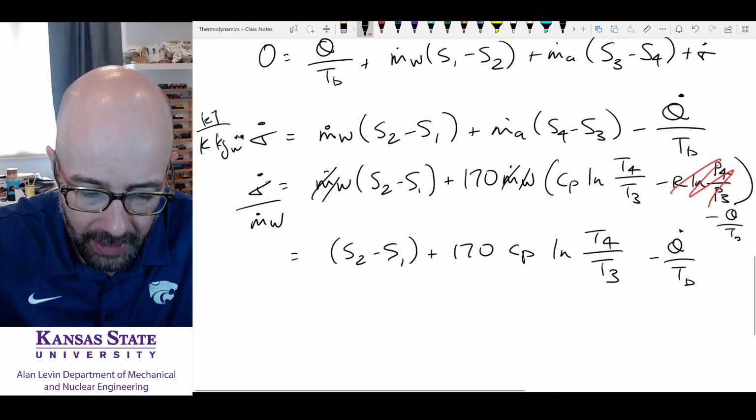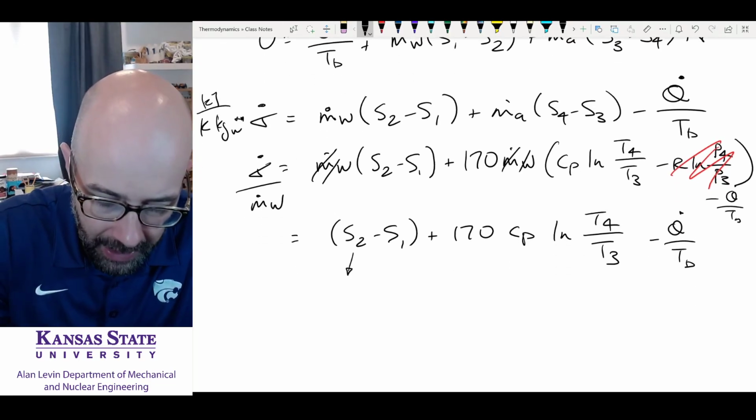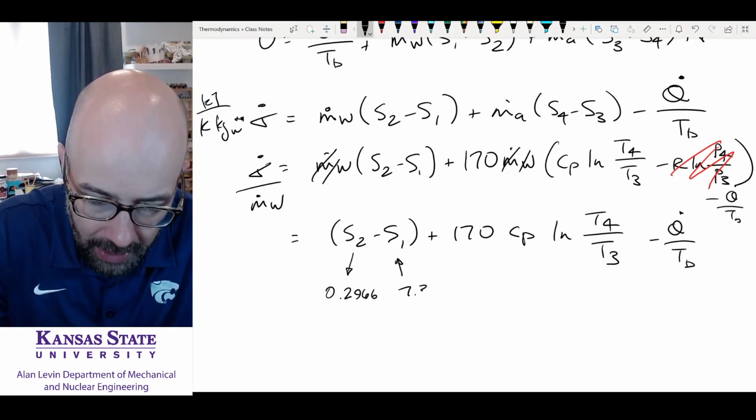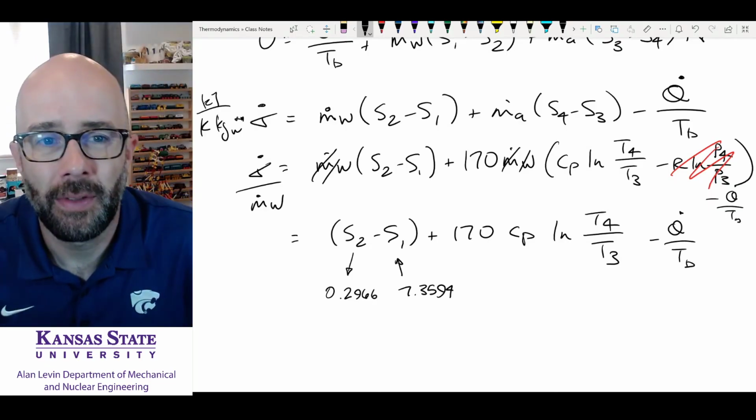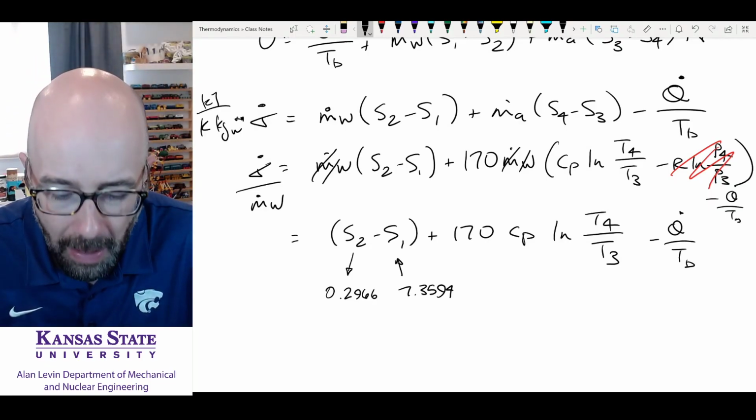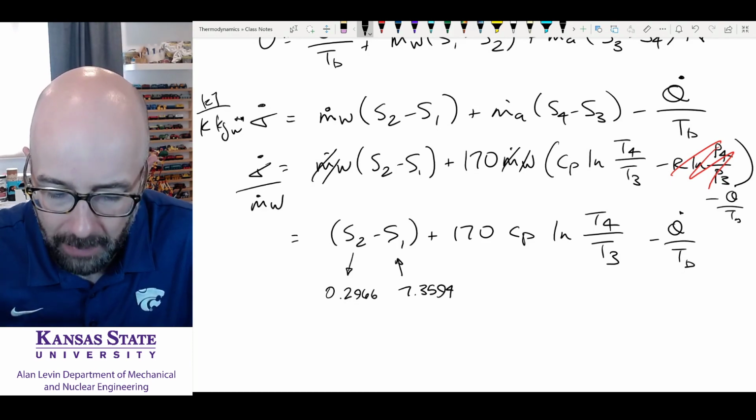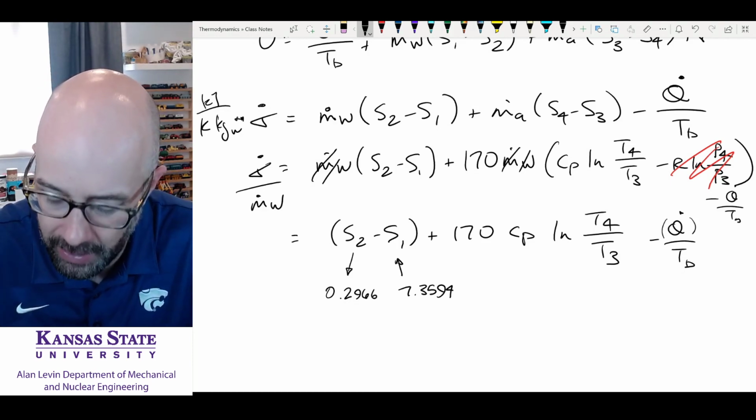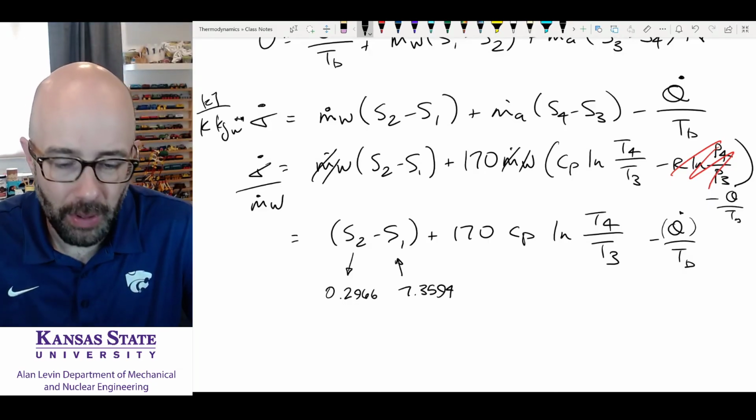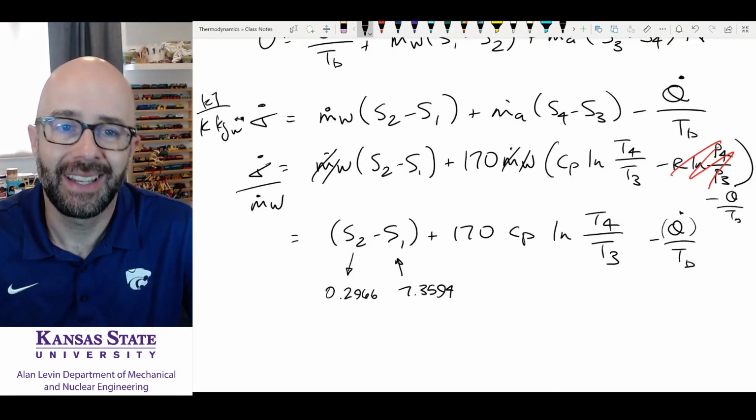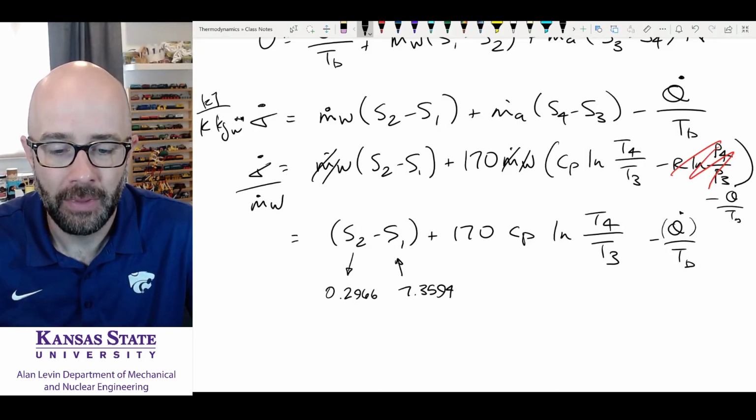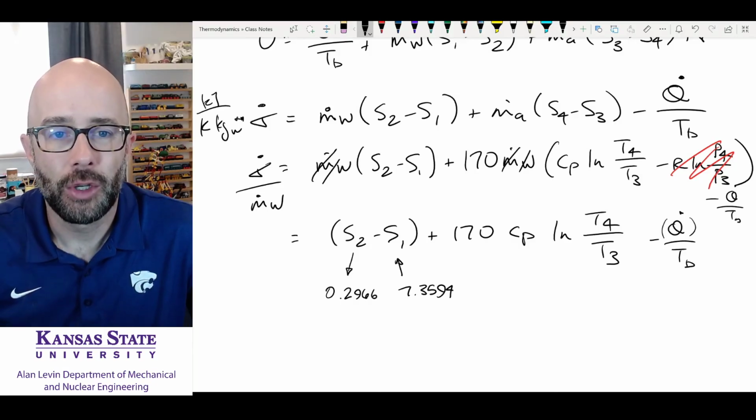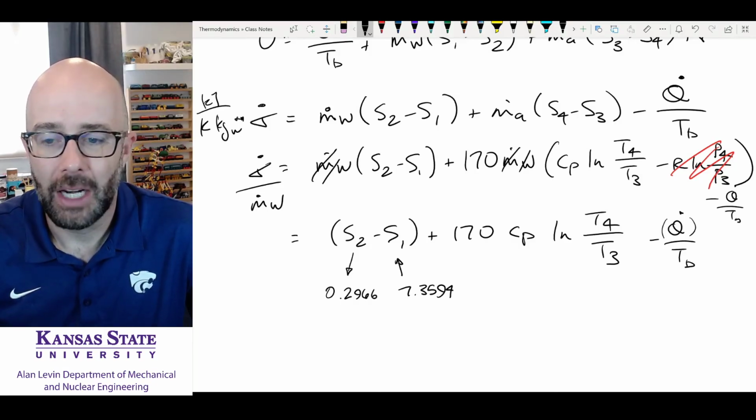I'm going to tell you here what S2 is. S2, I looked it up, 0.2966. S1, I looked up as 7.3594. I want you to calculate the remainder of this. Remember this term here. Remember what you do with Q dot. What you put in for Q dot. You don't just put in 28.76. You put in negative 28.76 as you solve this problem. Temperature boundary is going to be 275 Kelvin. Solve this problem for your lecture quiz.